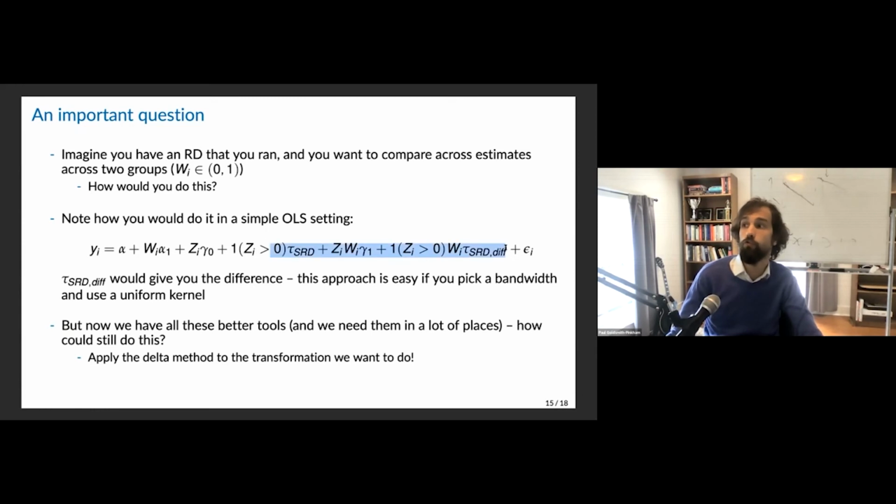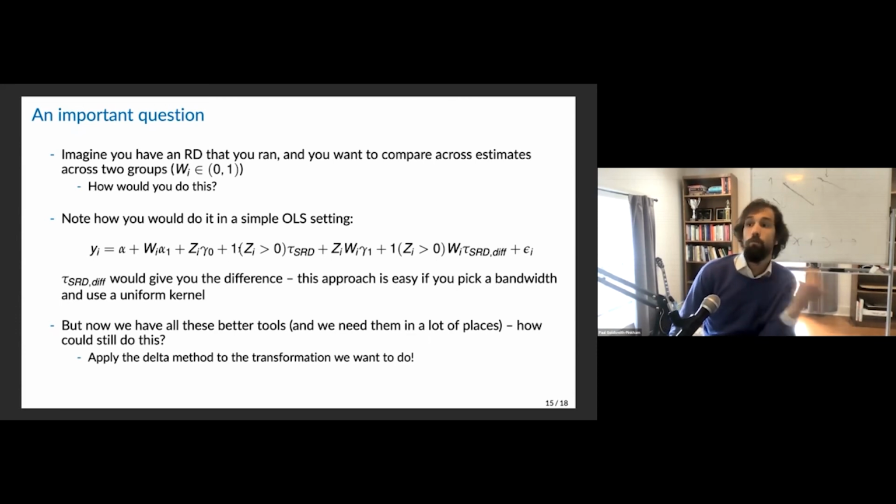This is basically the approach you could do if you picked a bandwidth and used the uniform kernel and you weren't worried about bias in your estimation, right? You could exactly do this and you'd be done. You would just be assuming undersmoothing. But now I've told you all these tools that you can do to do RD. You have all these fancy things like RD robust or RD honest, and you might need them in different places. And so the question is, how could you do this difference in that setting?